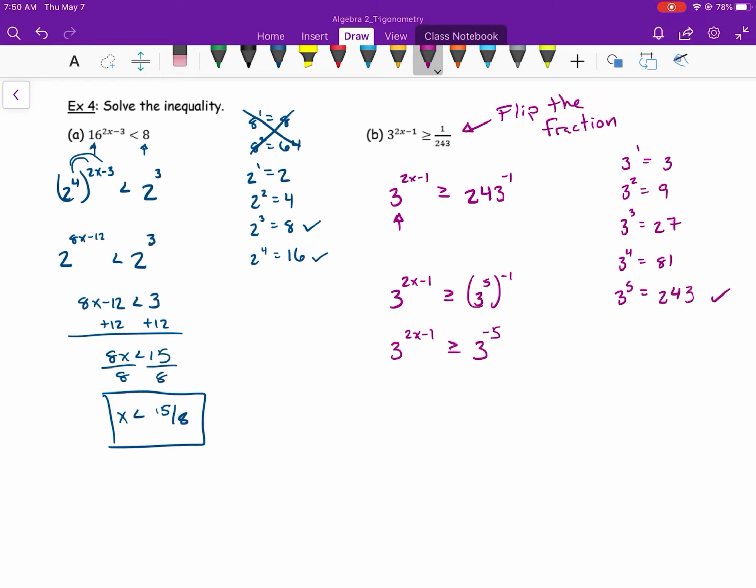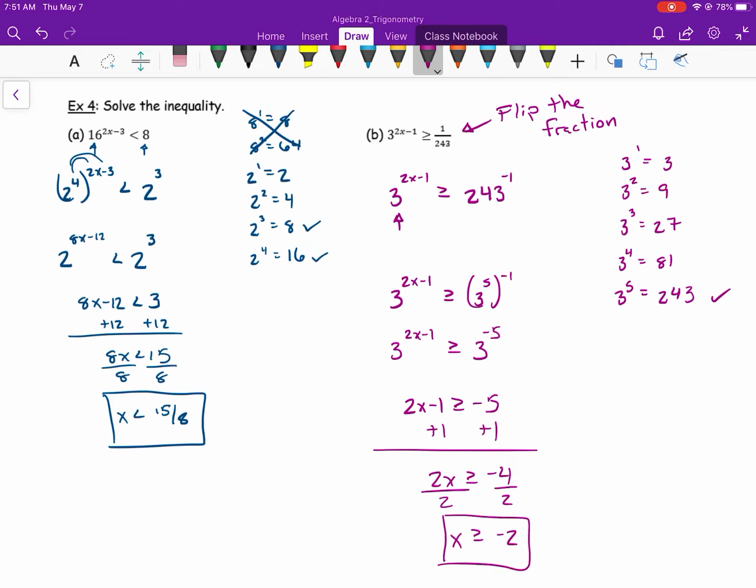Drop the bases, solve the exponents. 2x minus 1 is greater than or equal to negative 5. Solve the inequality. X is greater than or equal to negative 2. And that's what we have. So solving exponential equations, the toughest part is finding the same base. Alright, so you want to use your 2's, your 3's, your 4's, and your 5's.